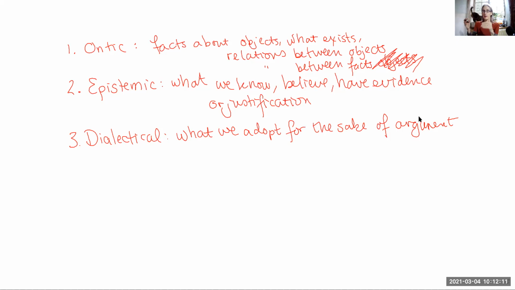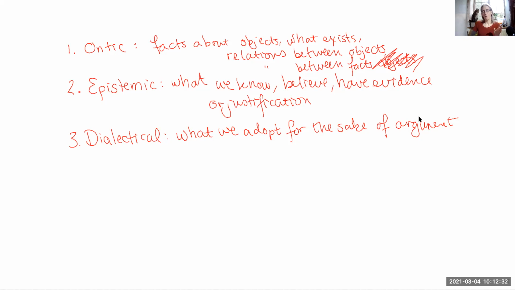So you might think, okay, well, why would we want to do this? Why would you just adopt something for the sake of argument? Well, philosophers do it all the time. Also, logicians do it when we are doing subproofs and we're saying, well, suppose that phi is true. Well, then I could get a contradiction. Therefore, phi must be false.